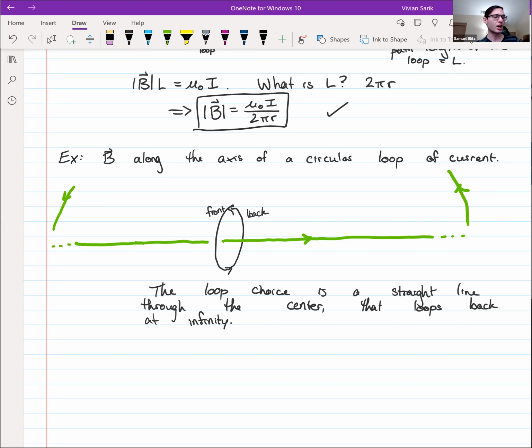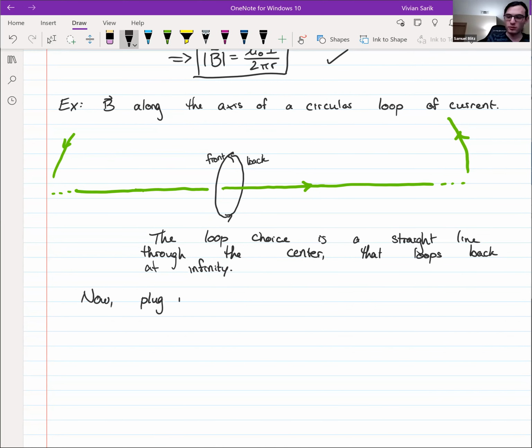And this, by the way, is a really common trick that we use in more advanced physics, closely related to contour integration. If you know the value of something along an axis, but you don't know the value anywhere else, but you do know that the value decreases with distance from the origin, then you can do a loop integral where your loop occurs infinitely far away from the origin. Really neat trick. So now, using that loop, we can just plug in and check that Ampere's law works.